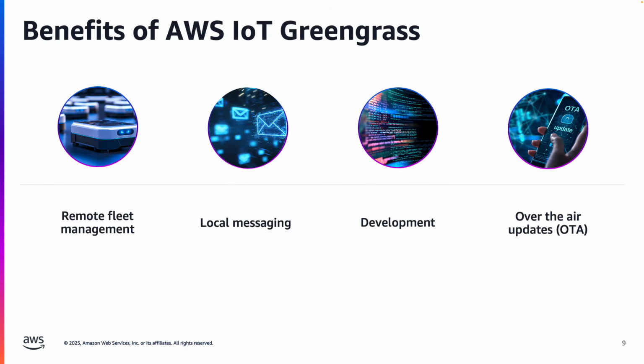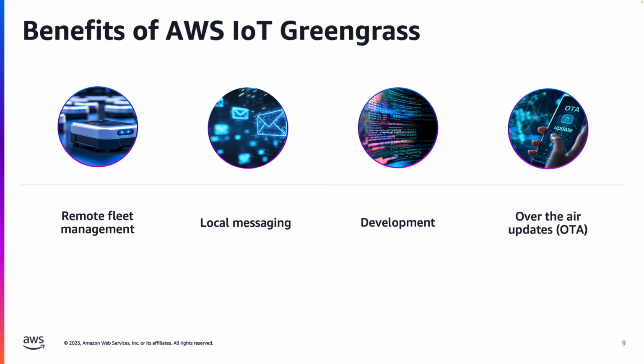And here we have a few benefits to discuss about Greengrass. Firstly, Greengrass can help with remote fleet management. In AWS IoT, you can create things, which are your IoT devices. In Greengrass, you can create groups and assign your IoT devices to those groups. So if you need to make updates to an IoT device, you can update the whole group and not have to do it one at a time.